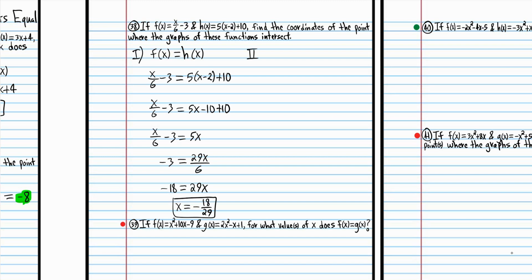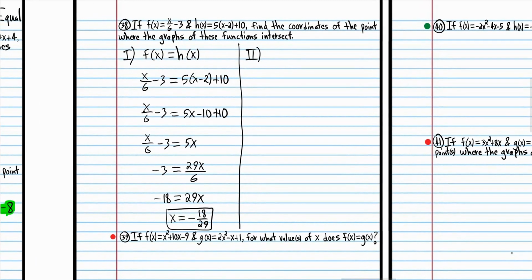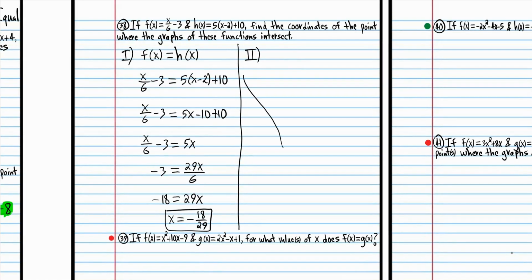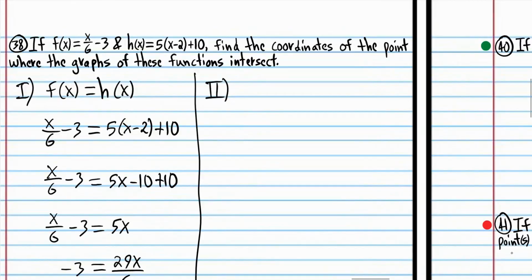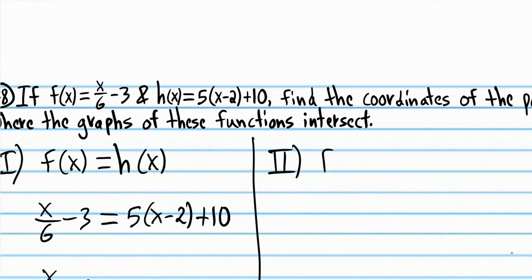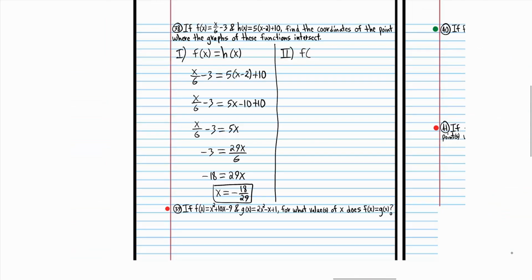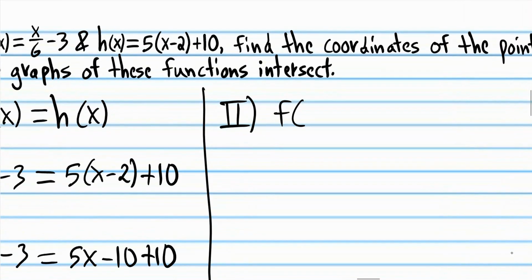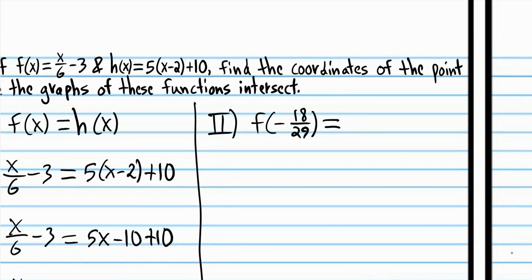So now we go to step 2 of the problem. You can plug that in to h, or you can plug it into f. I've been plugging it into f in order to find the corresponding y value. So we have negative 18 over 29. So that gives us a complex fraction.